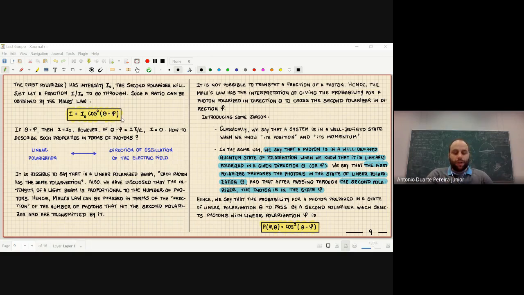And we were speaking about linear polarization. So our polarizers have the mission of filtering the electric field just in one direction. So after the polarizer, the electric field that forms the electromagnetic wave will oscillate in a particular direction.